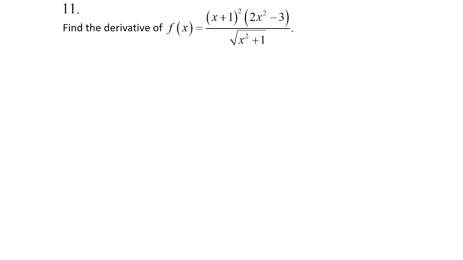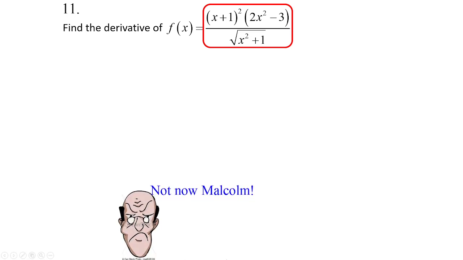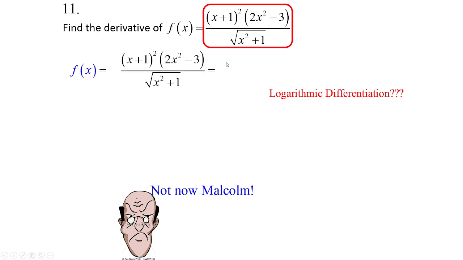Number 11. Oh, logarithmic differentiation. These are fun. And yeah, Malcolm, we're not doing this the long way again. Okay, so here we go. All we're going to do is take the natural log of both sides, just like that. And now we use our laws of logarithms to rewrite the right-hand side.